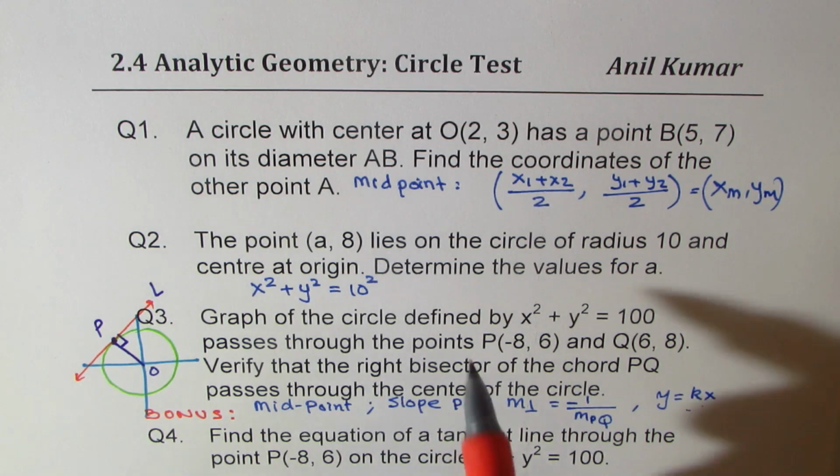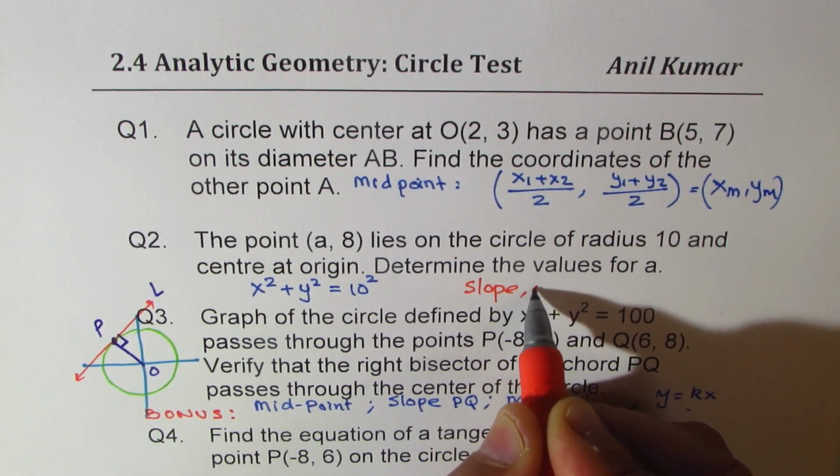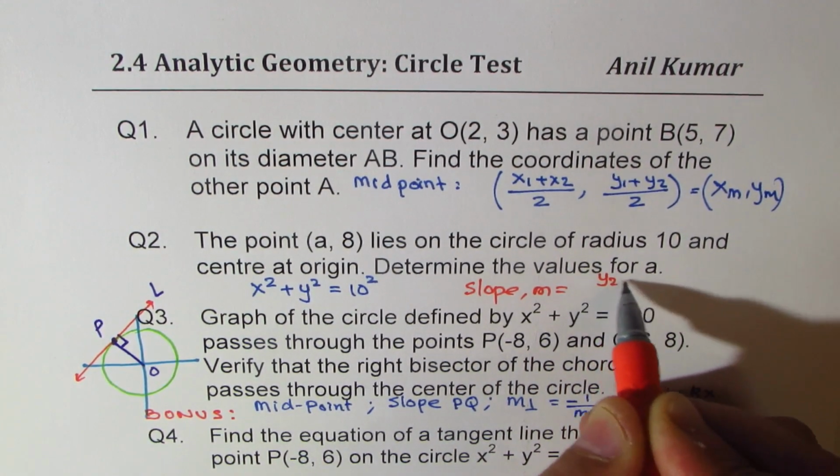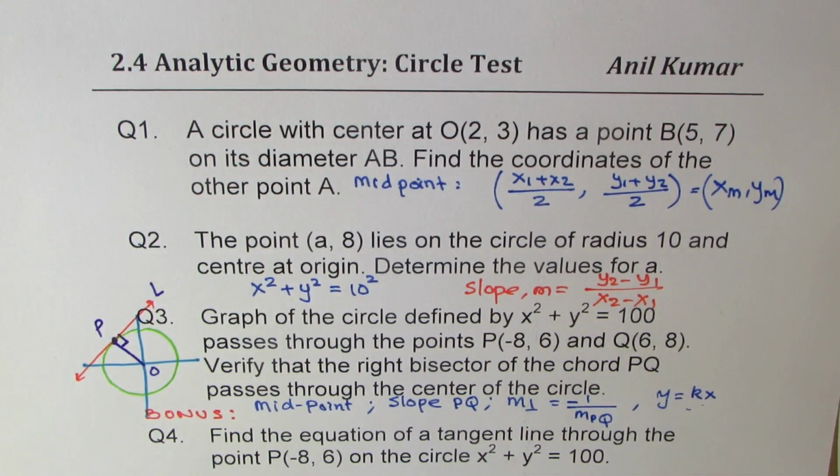And you can use the slope formula, slope m is equal to y2 minus y1 over x2 minus x1, correct? So that completes our list of formulas which are going to be used in this particular set. I hope with this you should be in a good position to answer all these questions.